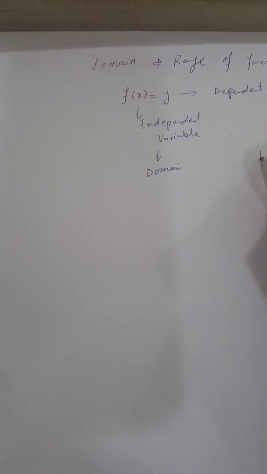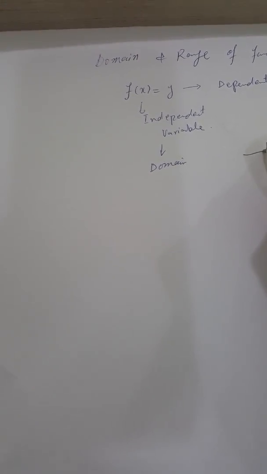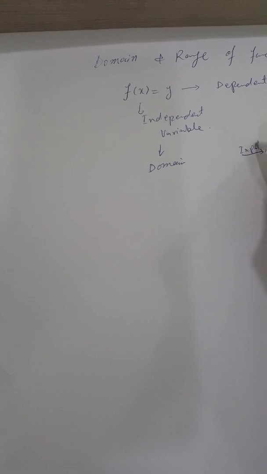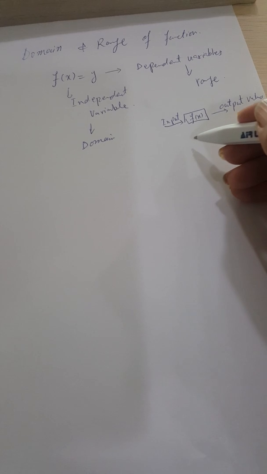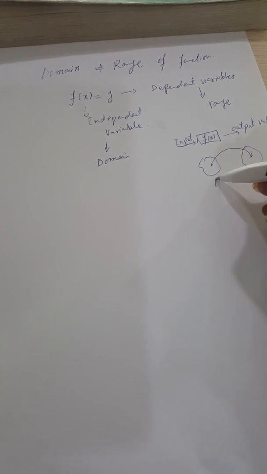Basically, if I have a function f of x and I give the input value, then I find the output values. The input value is called the domain and the output value is called the range. For example, that is my domain and that is my range. Let me show it by an example.